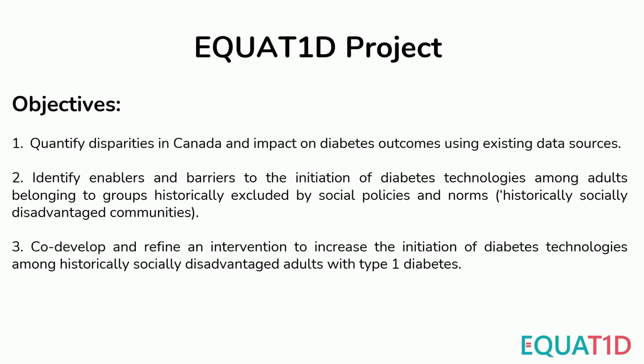The second phase of the project will be to more comprehensively identify enablers and barriers to initiating diabetes technologies among adults with type 1 diabetes who are living with social disadvantage. So this particular group of individuals who we suspect are having lower uptake of diabetes technologies. And then our third objective is to co-develop, which means we will incorporate patients with lived experience to help us. That's what the co-develop process is, to bring together researchers and patients with lived experience to develop and refine an intervention or a strategy, which we would then implement to increase the initiation of diabetes technologies among socially disadvantaged adults with type 1 diabetes.